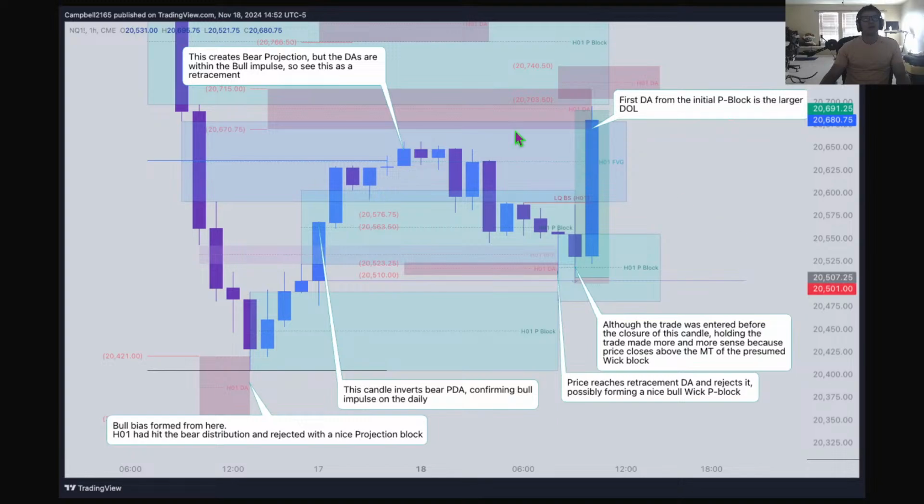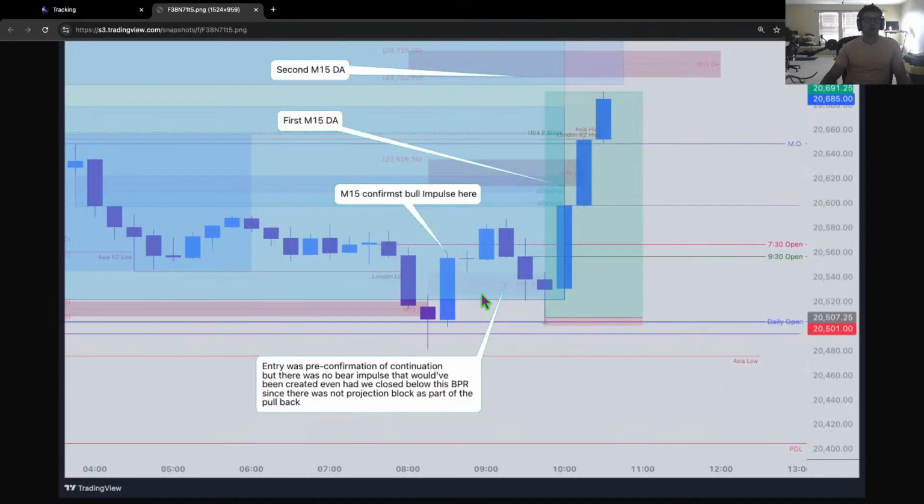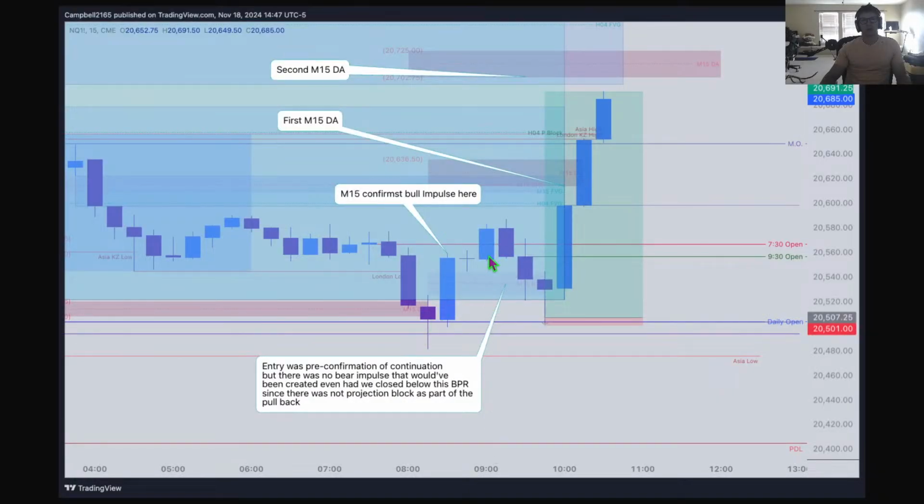So on the hourly, the anticipation was we were getting up here. And you also had this hourly P block to the downside. Price did end up coming in and taking this out. I was out of the trade by then. On the 15-minute, we can see a little bit clearer. Yeah, so this all occurred before the market opened.